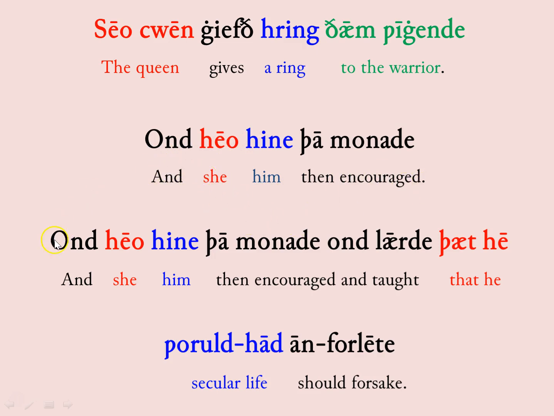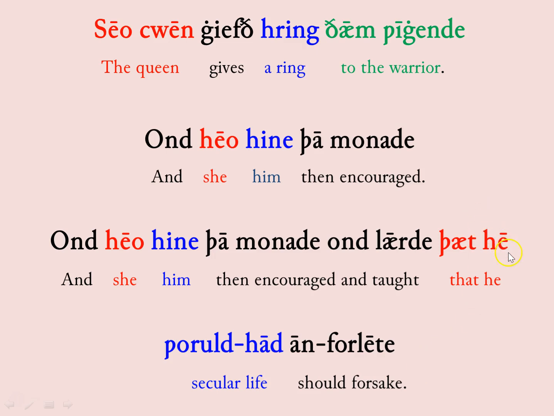All right. Now, let's put this together. So ond heo hina tharmonida is a clause. It could be a sentence in its own right because it makes sense. And to which we'll now connect a subordinate clause, and that's this part here. So that altogether we have ond heo hina tharmonida, ond larde that he warled hard an for later. So, and she, him, then encouraged, as we saw before. And now we have this conjunction ond, or and. Und larde that he, and taught that he, warled hard, secular life, and for later should forsake.